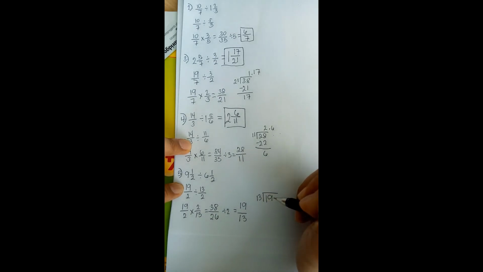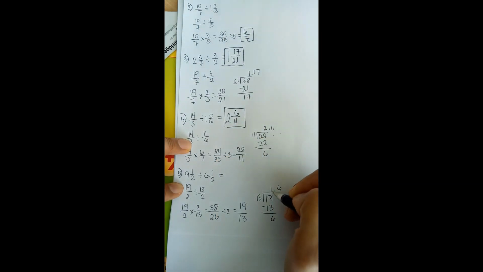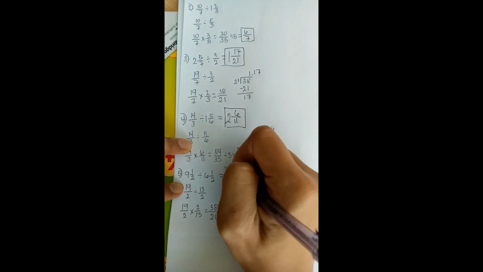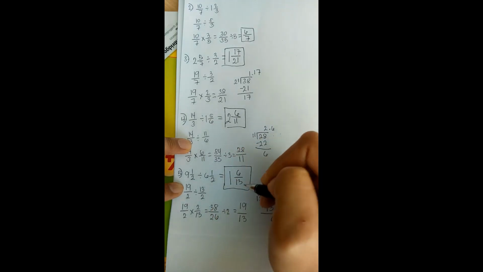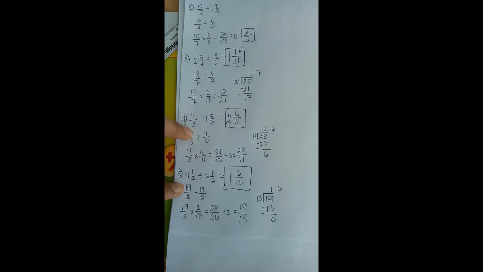How many 13s inside 19? Of course, only 1. Put 1 on top of the 9. 1 times 13 is 13. Take away, 19 minus 13 is 6. No more numbers here, so 6 will be our remainder. So the fraction answer for this problem is 1 as the whole number, 6 as the numerator. The denominator is still the same, 13. So the answer is 1 and 6 over 13.